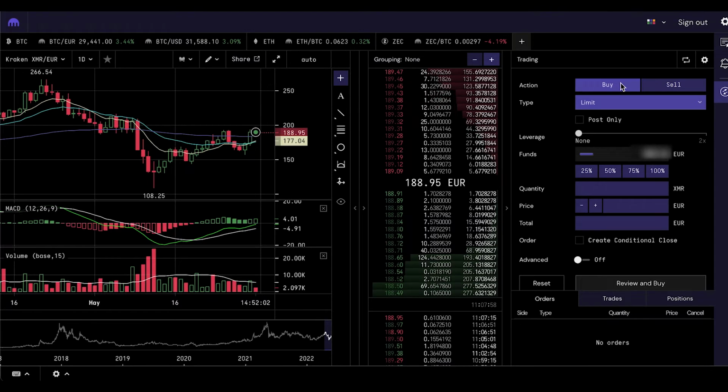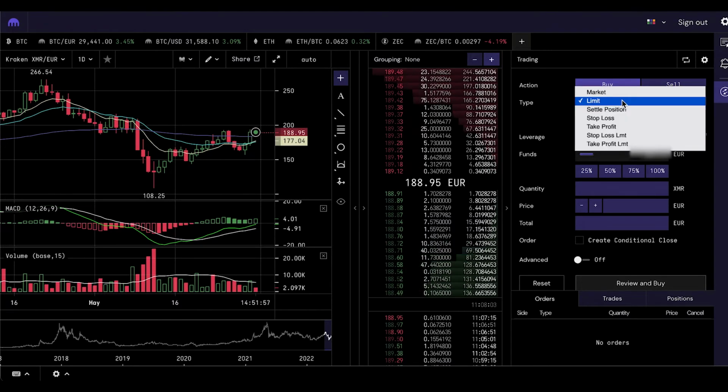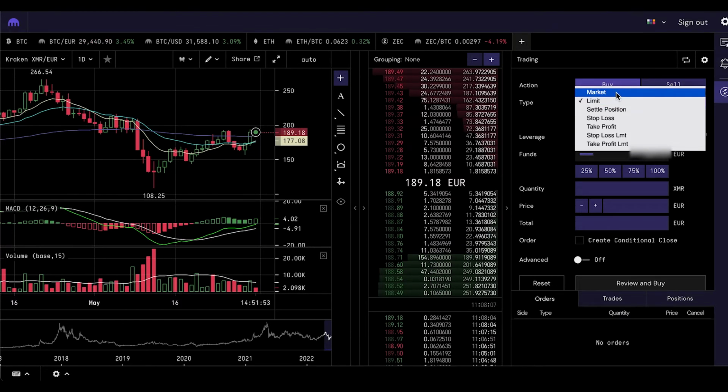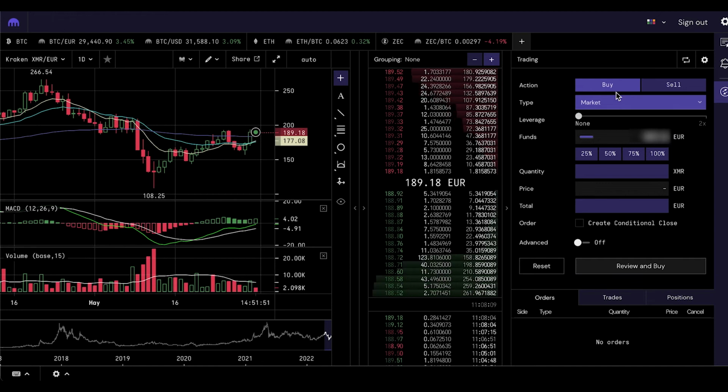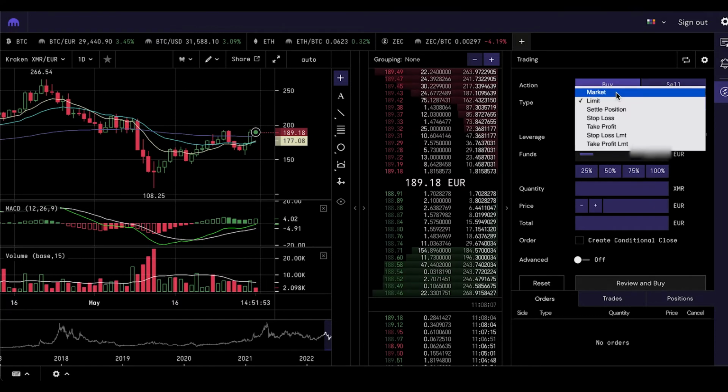There are two main types of orders that people usually use. There are either market orders or limit orders. Now, market orders are instant, so you will buy cryptocurrency at the current market price. Whereas limit orders, you can set the price of a cryptocurrency yourself.